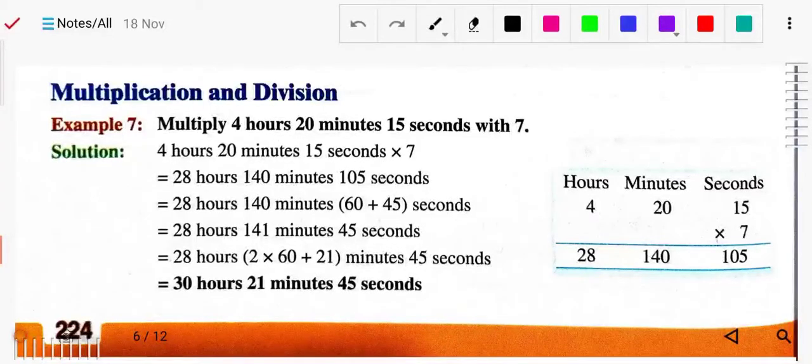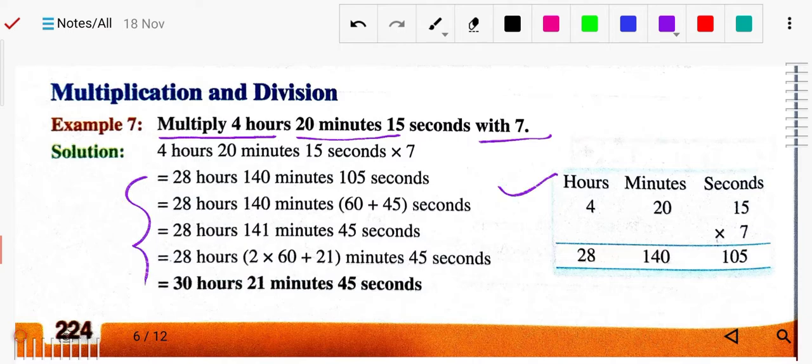Good morning, students. Today we will solve exercise 14D. In this exercise, we will learn how to multiply and divide the given time by any number. So, this is a multiplication: 4 hours 20 minutes 15 seconds. We have to multiply it by 7. In this example, you can see how it is multiplied.